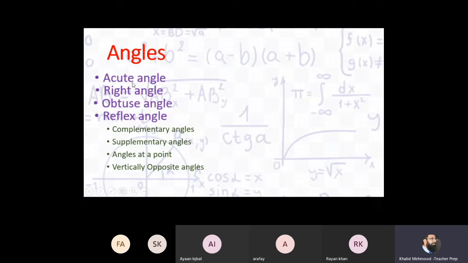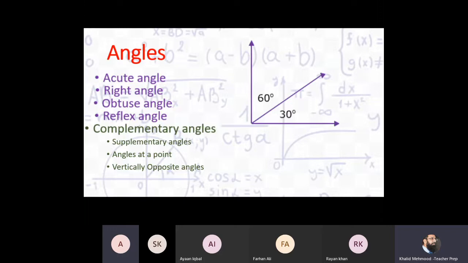Now you can see that these are of different colors, and the rest four are of a different color. What is the meaning of this? It means that these first four are single angles, and the rest are pairs of angles. So we'll see what these pairs of angles are. One is complementary angles. Complementary angles are those angles whose sum is 90.